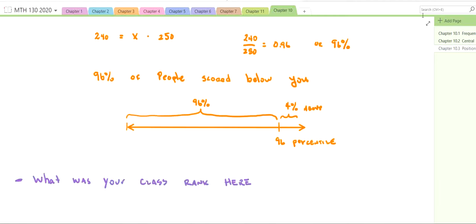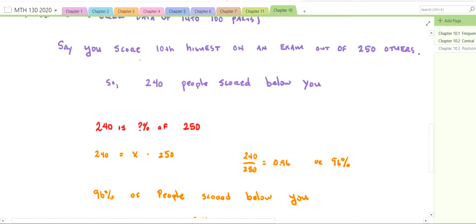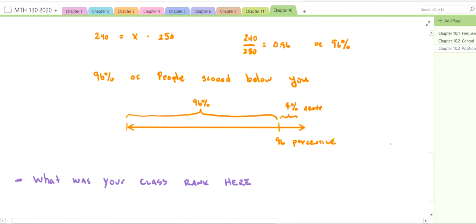So what was your class rank here? Well, you scored the 10th highest on the exam. There are 9 people in front of you. So your rank is 10. Class rank is 10th, or the 10th person.